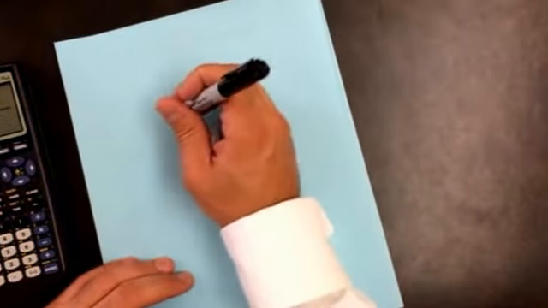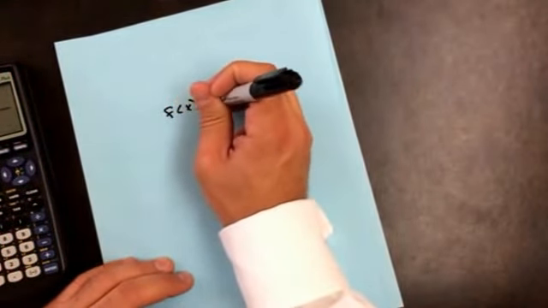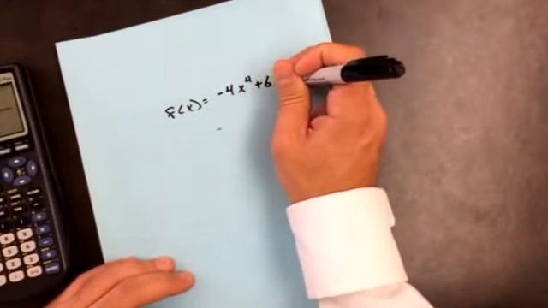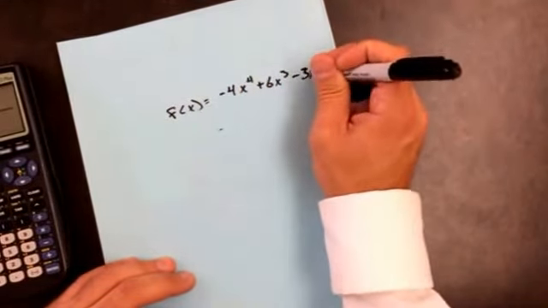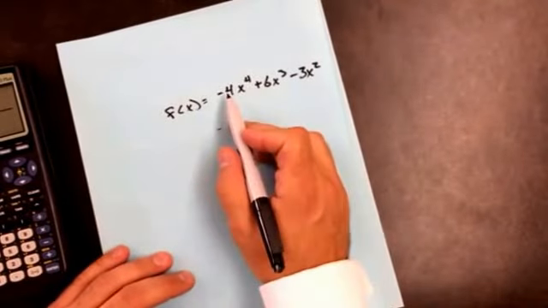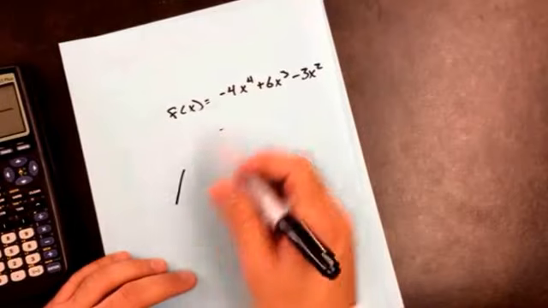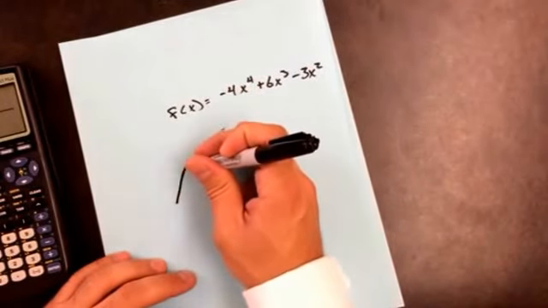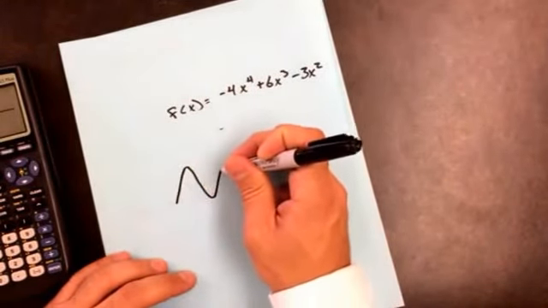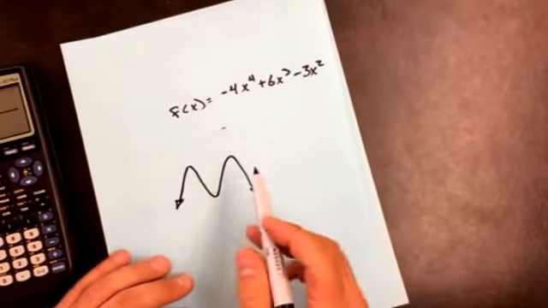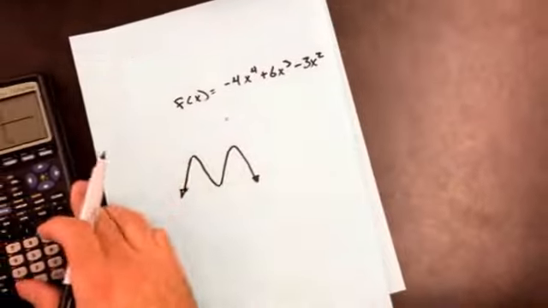So let's say that I have f of x equals negative 4x to the 4th plus 6x to the 3rd minus 3x squared. Okay? Since this is negative, I know that it's going to start going like this. It's to the power of 4, so it's going to have 4 different changes. 2, 3, 4. So it's going to look like this. Now where it crosses, I don't exactly know. But I know it's going to look like that.